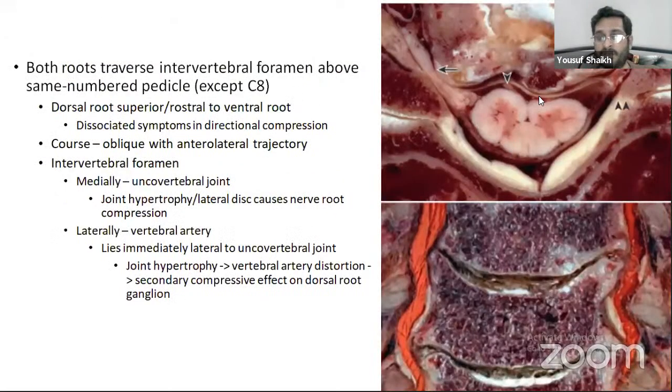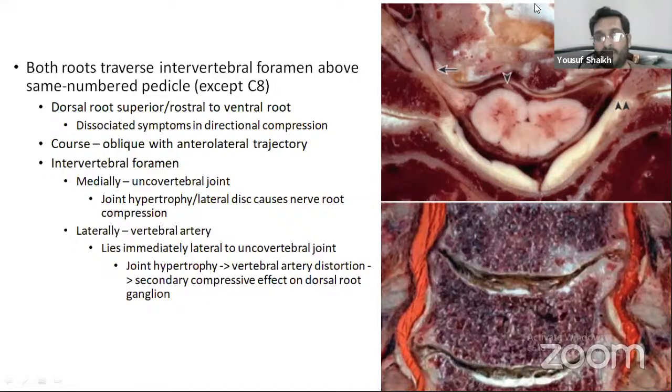If we talk about it in an axial section, this is again a cadaveric dissection. We can see the spinal cord and a neural foramen. Now, what I'm going to describe is the boundaries of the neural foramen and why we emphasized previously the uncovertebral joint. This, as the arrow indicates, is the uncovertebral joint, the uppermost aspect of the uncus of the vertebral body. And as you can appreciate, it is causing significant compression of the cervical spinal nerve.